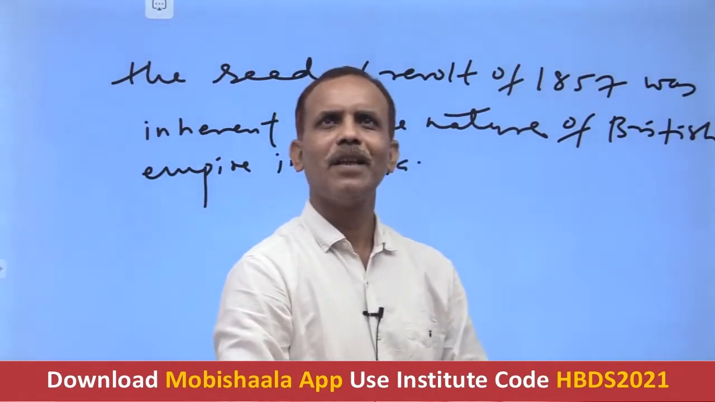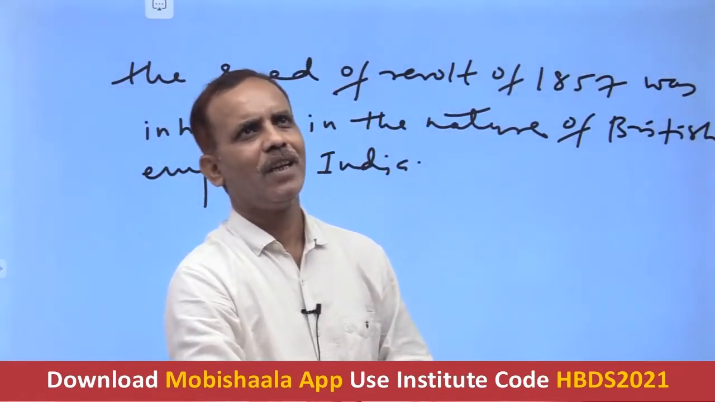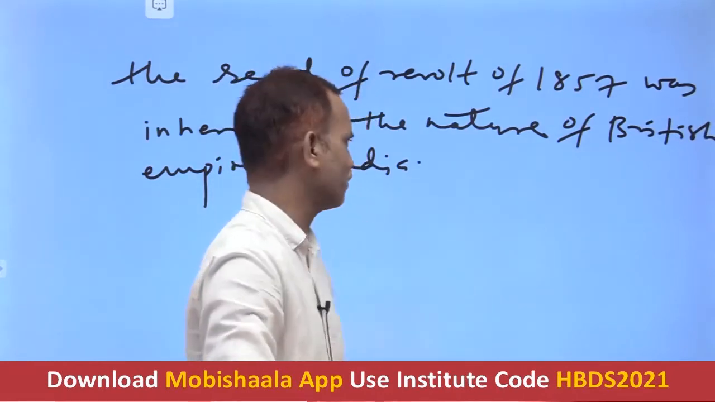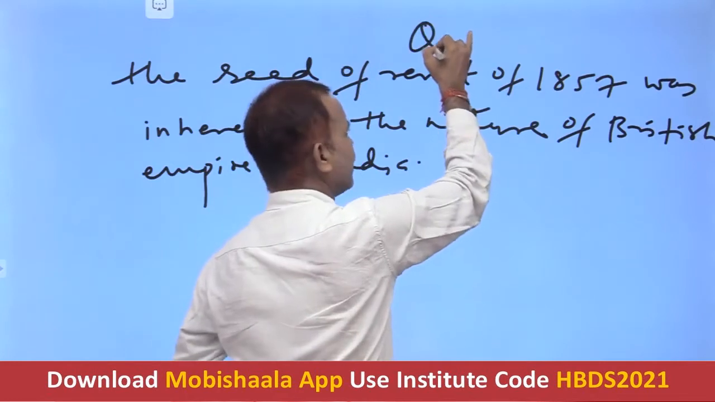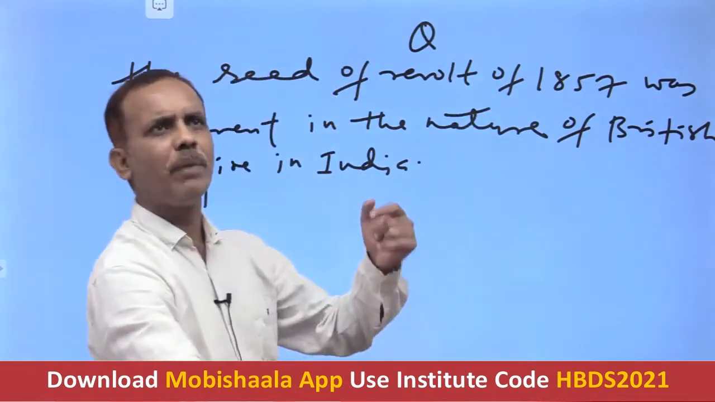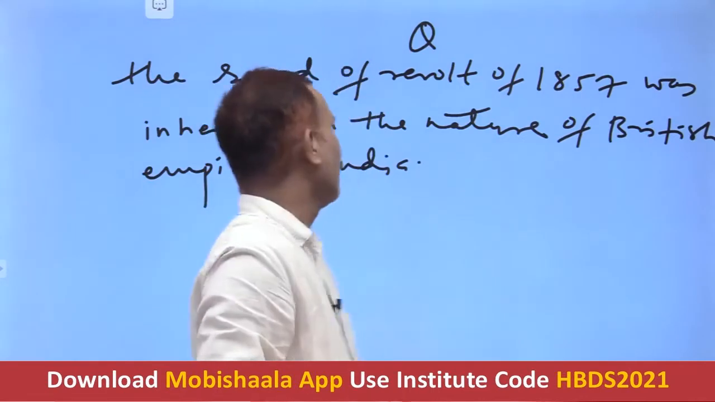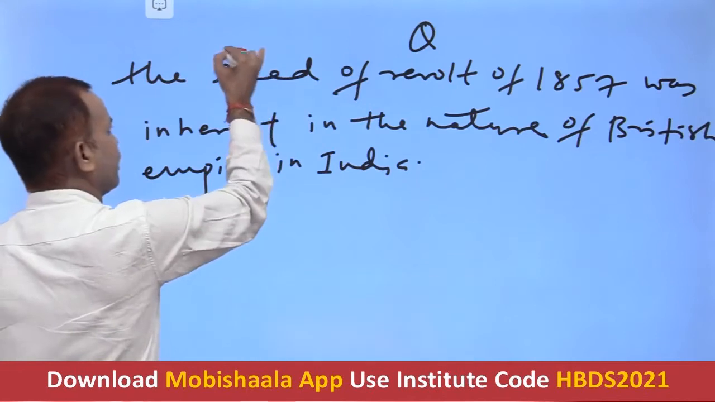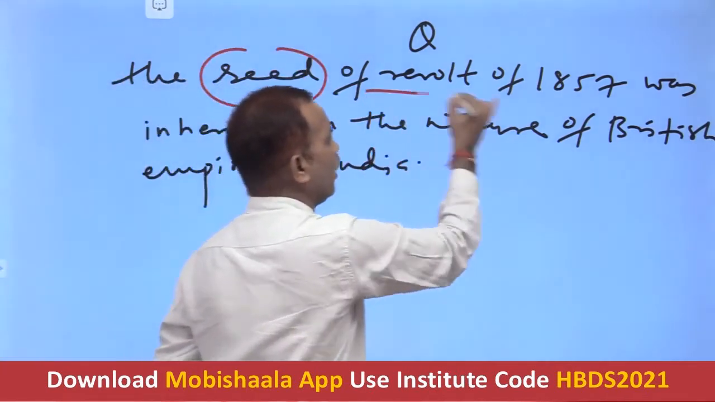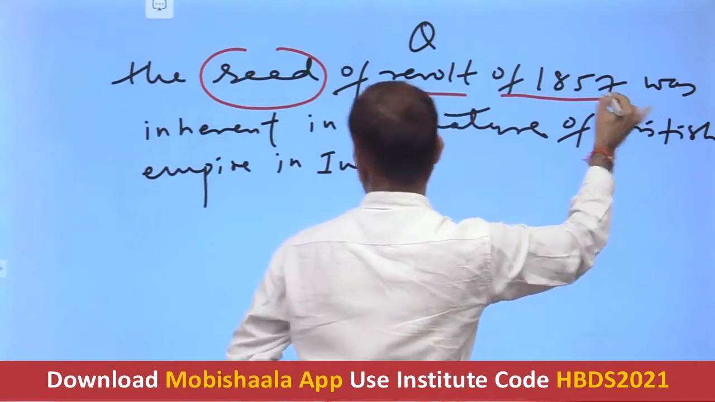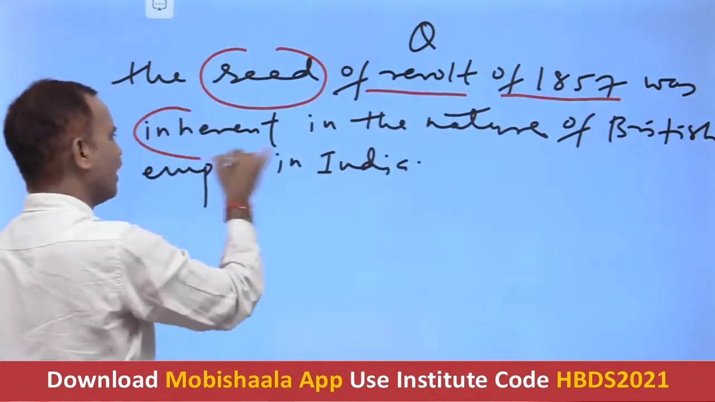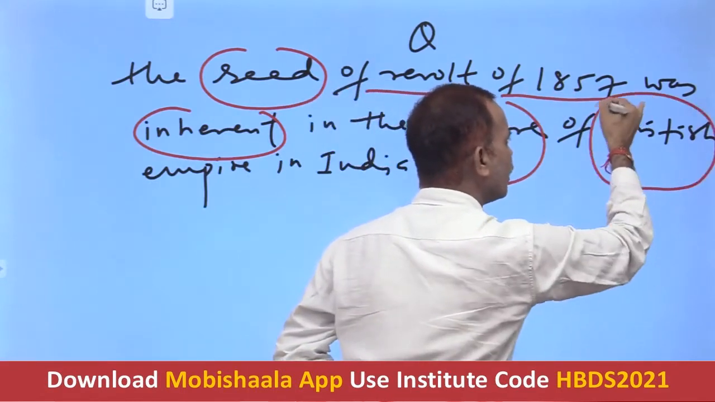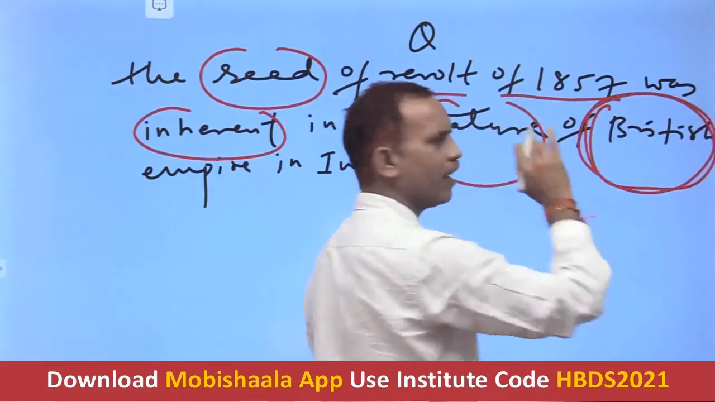My dear, this could be another question for UPSC and BPSC. This statement could also become a question for BPSC and UPSC. See, the seed of revolt of 1857 was inherent in the nature of the mighty British rule, the mighty British Empire in India.